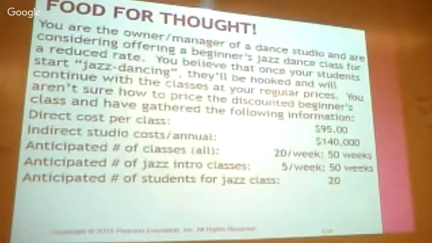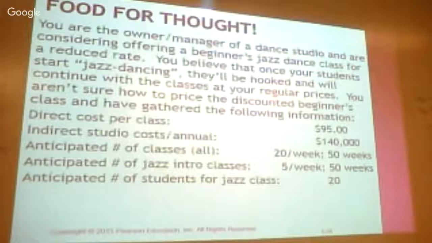All right, so anticipated number of students for the jazz class. 11.75 would be my break-even point, per student per week. Okay, so now what would I do? Do I call, so then you have to look at it, okay, 11.75 is my break even.